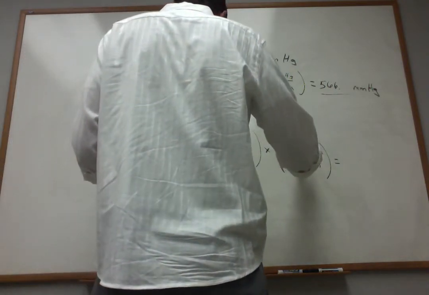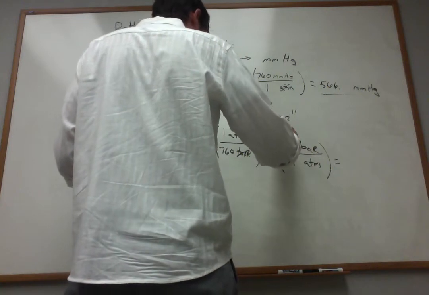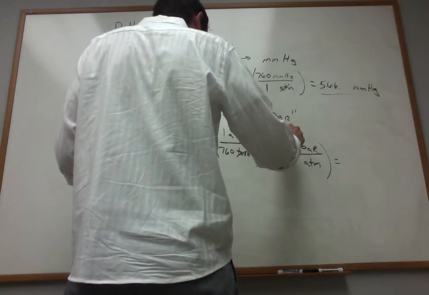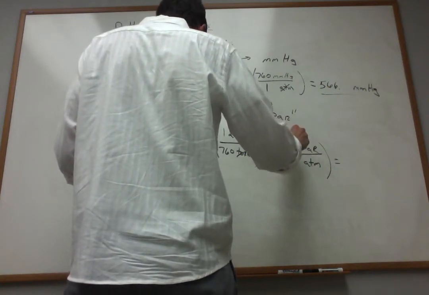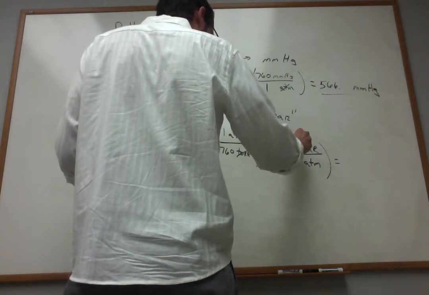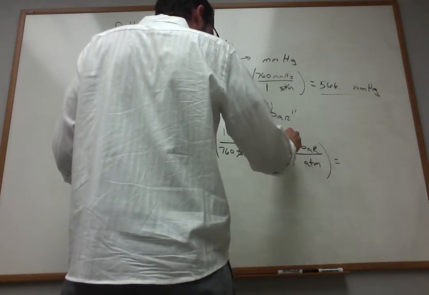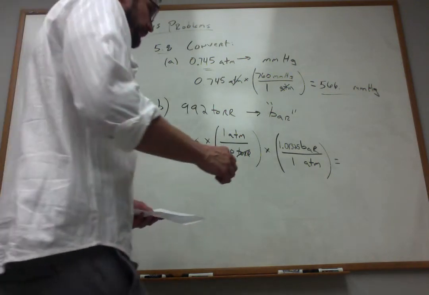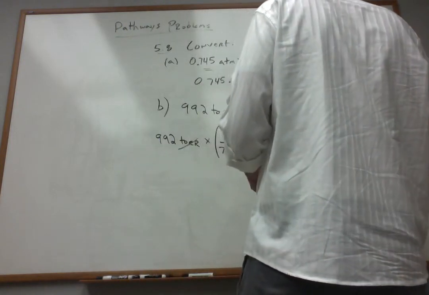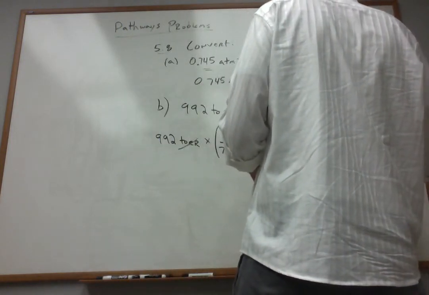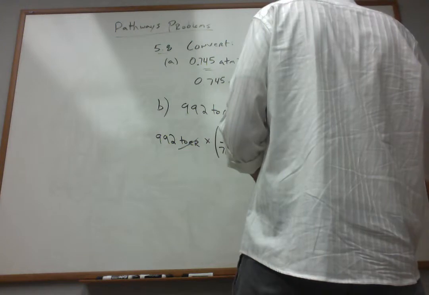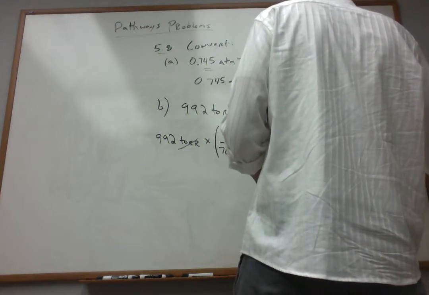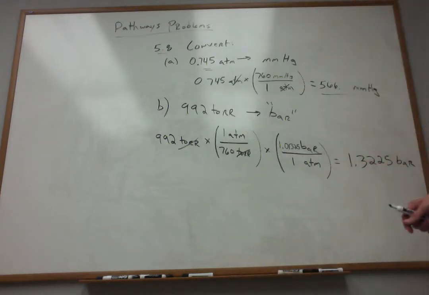But it turns out that for every 1 atmosphere, it's a little over 1 bar. It's 1.01325. So these two are pretty close to the same, but they're not exactly the same. Okay, a bar is a little bit bigger. But if you do the work on your calculator, you get 1.3225 bar as your answer.